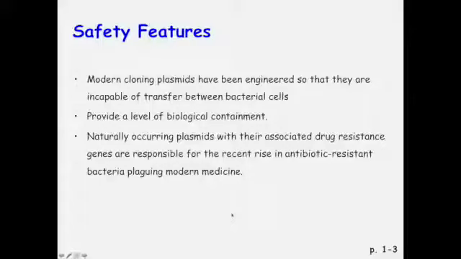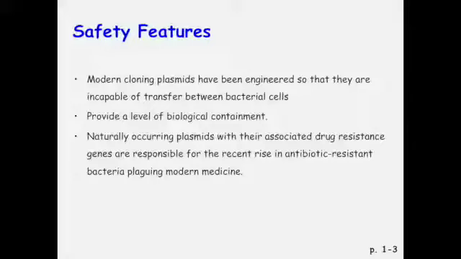Some of the safety features of working with these types of plasmids are that they won't reproduce in nature. There's a level of biological containment: these engineered plasmids are also unable to transfer DNA from one to another. So we're able to do that to protect nature.